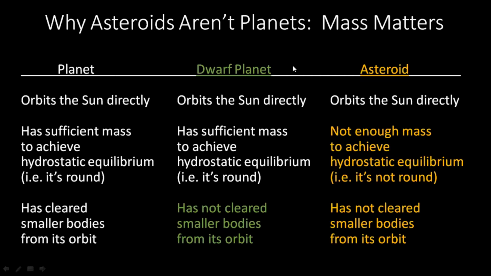Dwarf planets, which are Pluto, the asteroid Ceres, and some of the objects out beyond Neptune that Mike Brown's team at Caltech kept finding, would be planets except for the fact that they have not cleared smaller bodies from their orbits. And asteroids, which are smaller even than dwarf planets, have not cleared smaller bodies from their orbits either, but they also don't have enough mass to make themselves round. So asteroids are not planets for both of those reasons. Let's see what they do look like.